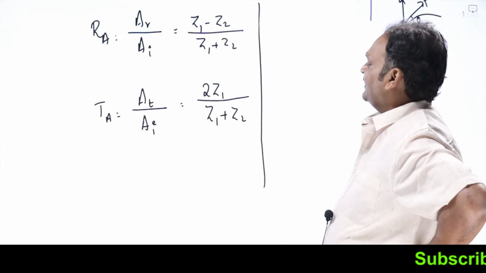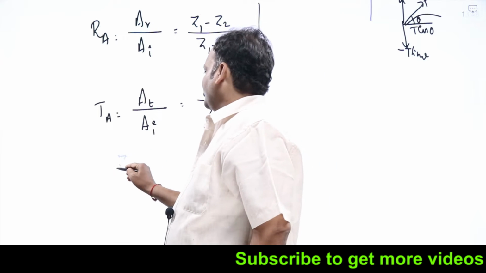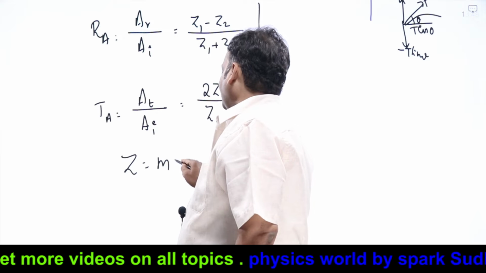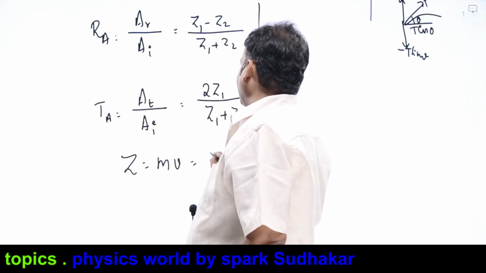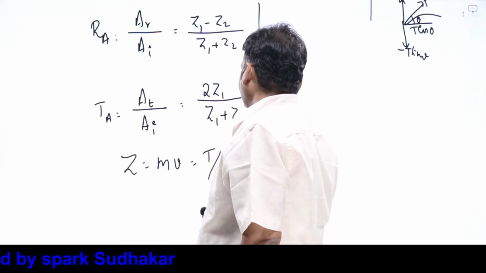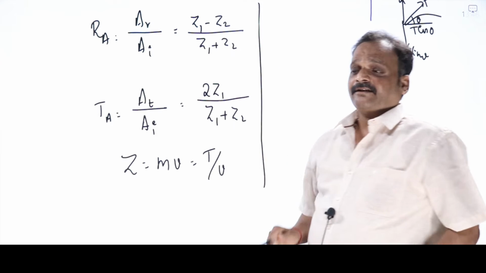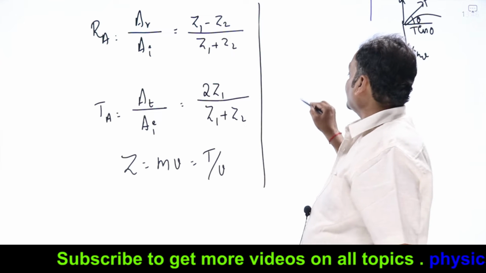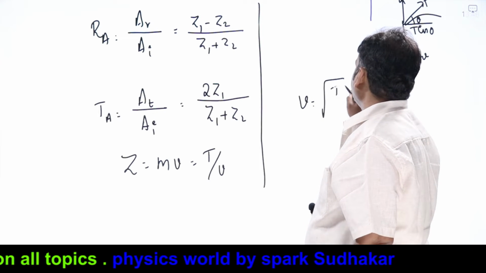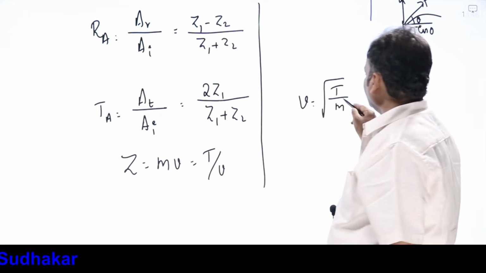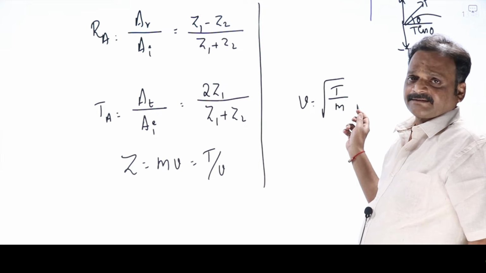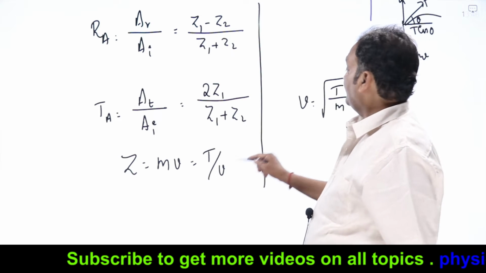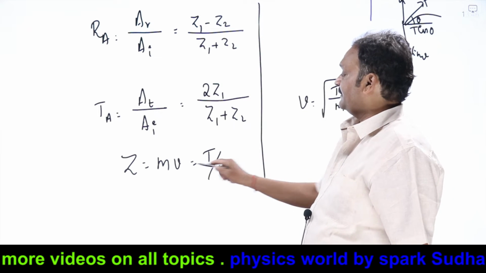Now, what is Z1? Z, in general, is the characteristic impedance of any medium. Z equals MV, or we write T by V, where T is the tension in the string. In the case of a transverse wave propagating along a string, the velocity of the transverse wave V equals root of T by M, where M is the mass per unit length of the string and T is the tension in the string. So T by V: T equals MV squared, so MV squared by V is nothing but MV.